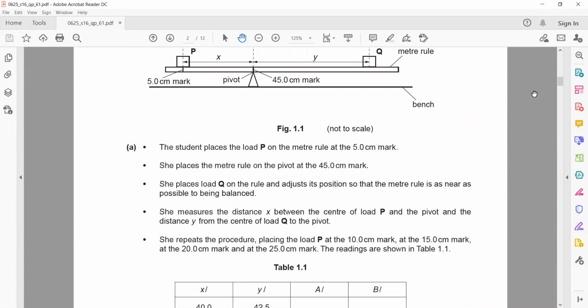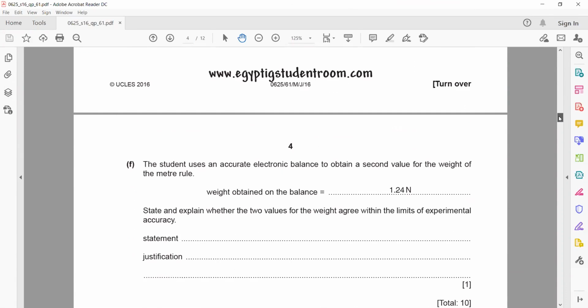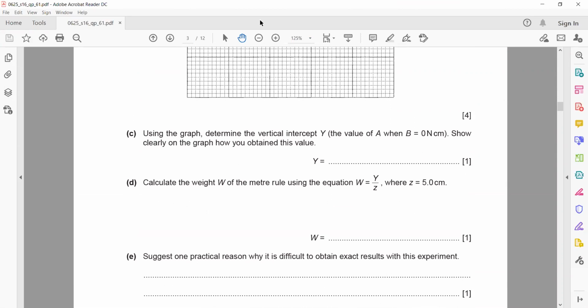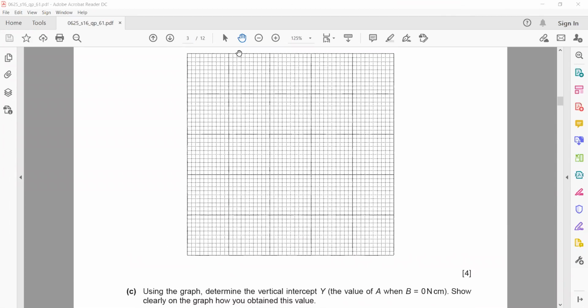In part C, that's the y-intercept. When you plot your graph, you have the graph, and this was the line of your graph. So to get the y-intercept, what we did, we extend our line using a ruler, it should be a straight line. The point where this line touches the y-axis is called the y-intercept.